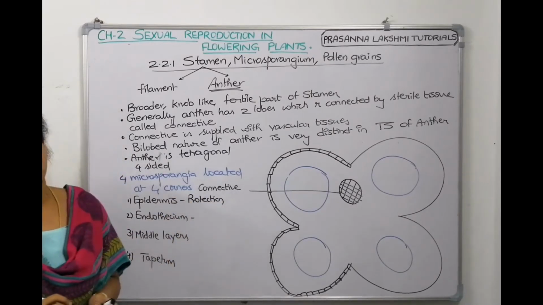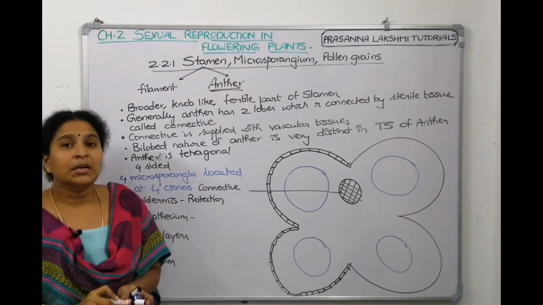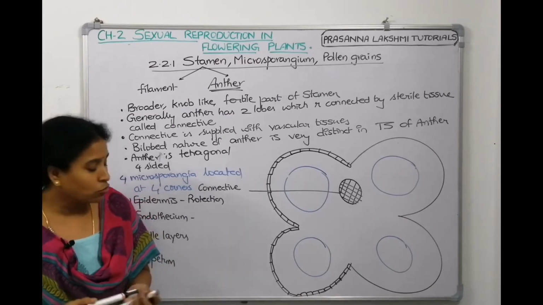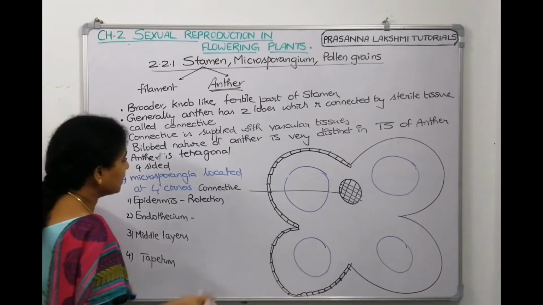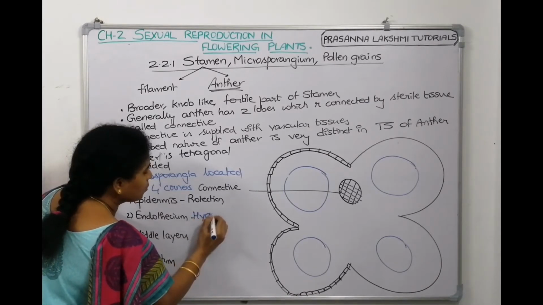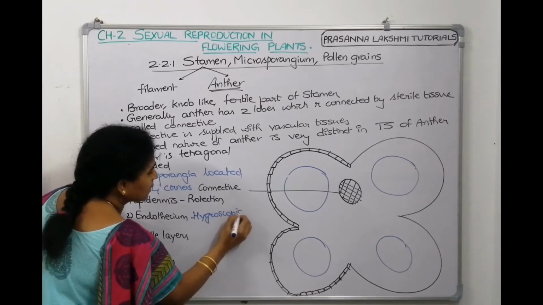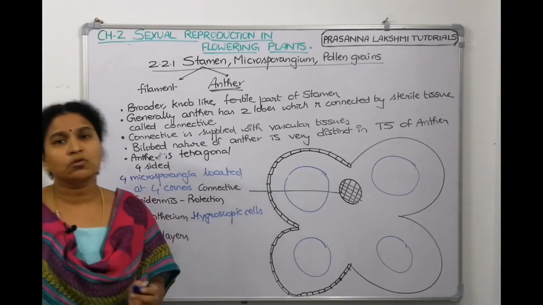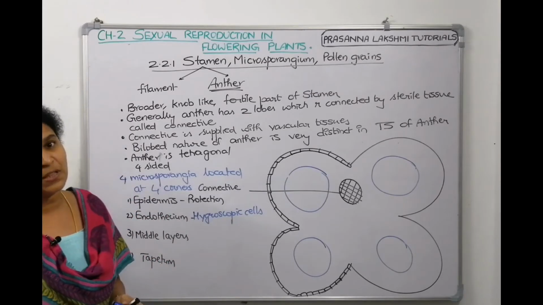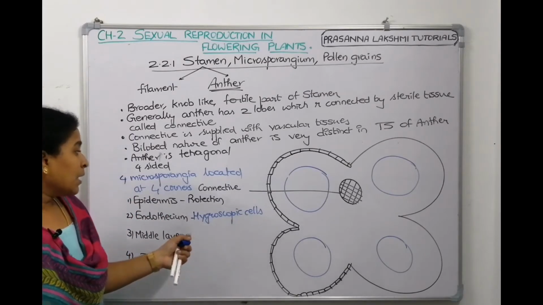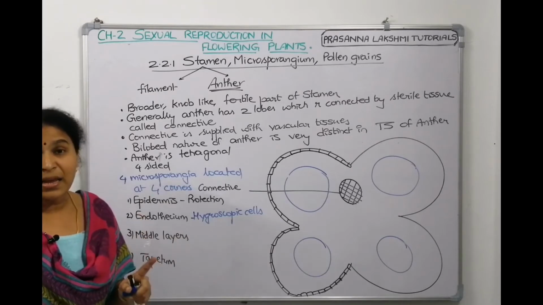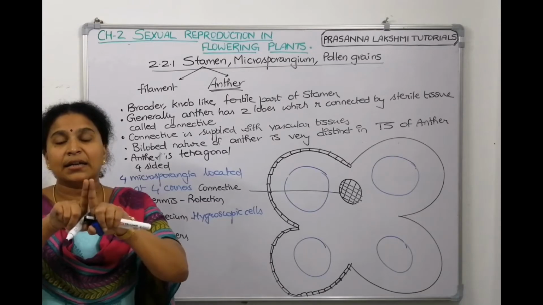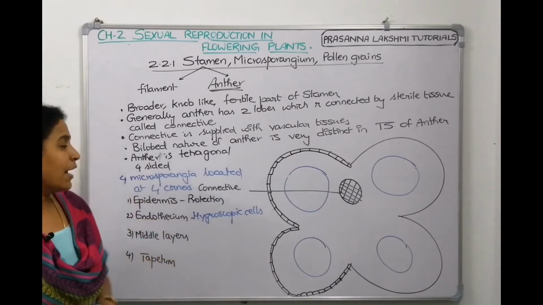Coming to endothelium. So, endothelium consists of hypodermal cells. It is made up of hygroscopic cells. What do you mean by hygroscopic cells? They can hold water, they can lose water. So, they react to the water. That is why they are called hygroscopic cells. And these hygroscopic cells, how are they arranged? They are radially arranged, and in between, the cells are connected by callose walls. They have callose walls also.